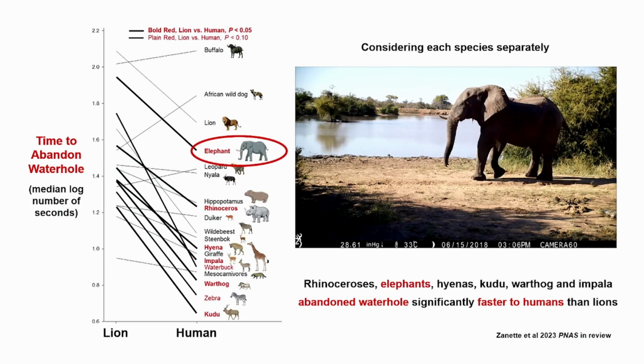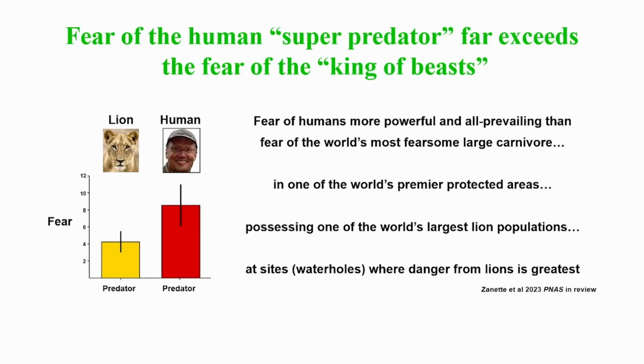Now, focusing on elephants again, elephants abandoned the water hole faster to humans than lions, like most everything else, demonstrating that even elephants most fear the human superpredator. So there are several critical facets to the significance of this experiment, demonstrating that fear of the human superpredator far exceeds the fear of the king of beasts that bears reiterating. What it demonstrates is that fear of humans is more powerful and all-prevailing than the fear of the world's most fearsome large carnivore in one of the world's premier protected areas, possessing one of the world's largest lion populations at sites, i.e. water holes, where the danger from lions is greatest.